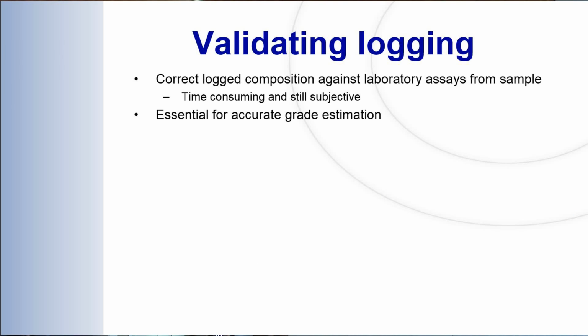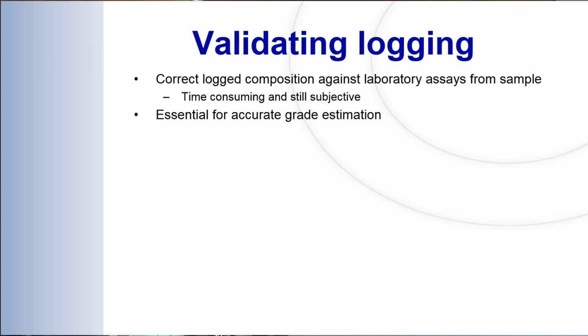So to mitigate these problems, there's a need to validate the logging. The validation is a process in which we correct the logged composition that has been estimated at the rig, and we compare the theoretical chemistry values for that logged composition against the assays that come back from the second sample of that interval that went to the lab for assaying.